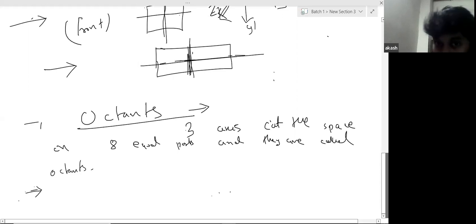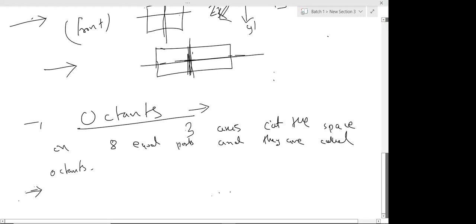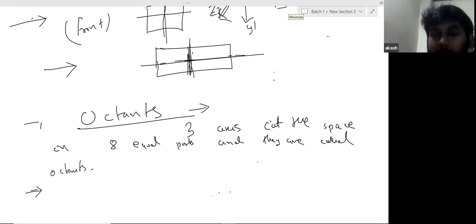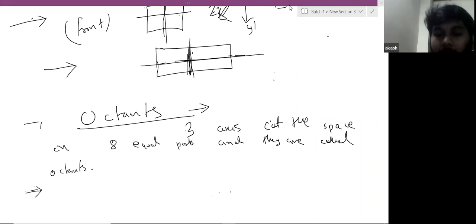In the next class, this is all for today's class. In the next class, we are going to see how we name these octants and which are the signs of these octants. Positive x-axis, negative x-axis, like that. Naming the octants. So please be present in the next few classes because in 2 classes we are going to finish this chapter. Okay, sir. So next week be present, everyone.